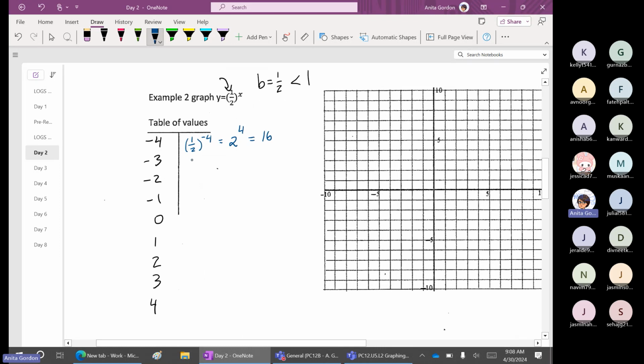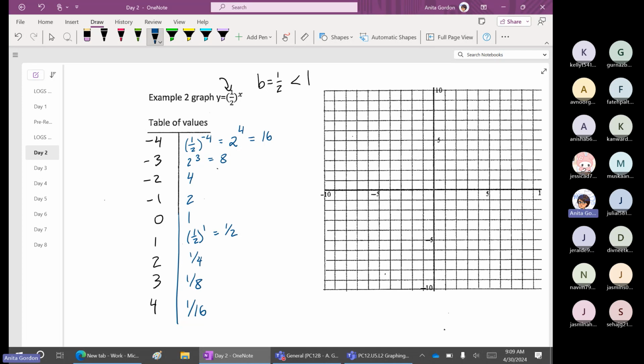So then this means this is 2 to the power 3, which is 8, which means this is 4, 2, 1. And then when I get to the positive exponents, 1/2 to the power 1, well, that just remains 1/2. 1/4, 1/8, 1/16. I don't have to flip it because my exponents are already positive.